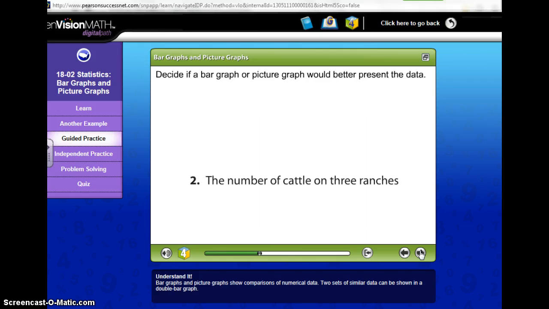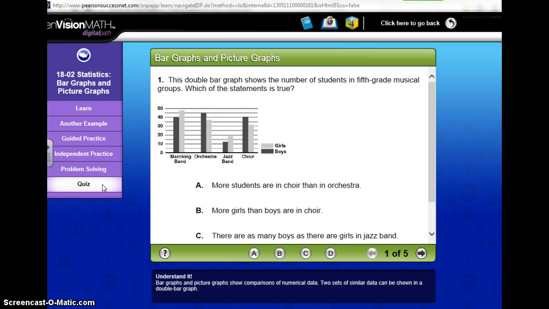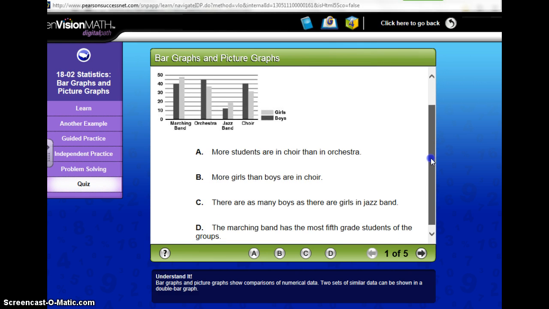The number of cattle that are on 3 ranches. Will just said that's probably a lot. Aaron? A bar graph would work. It would work, you bet. Or could we make a picture graph and each cow represents 100 or 50? Sure, we could do that. You bet. Okay, so let's take a look at some questions before we open our book and look at some graphs today. Okay, there is a bar graph.